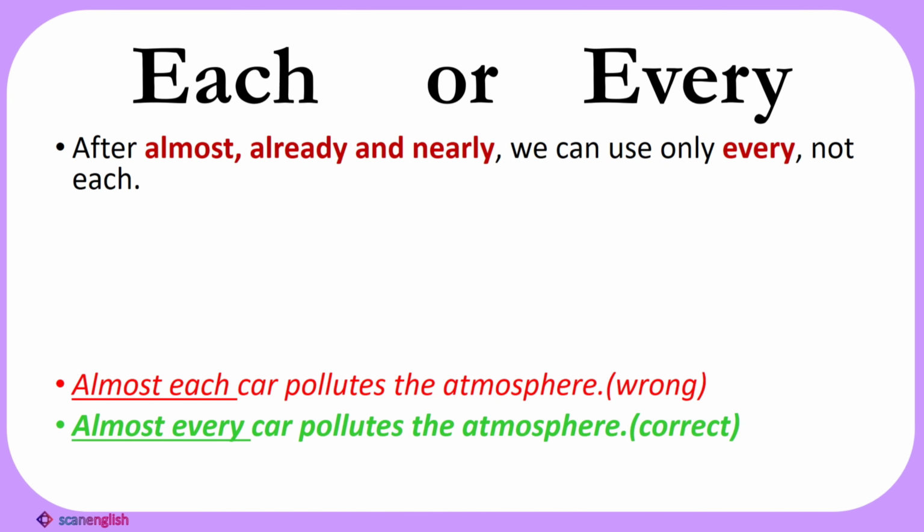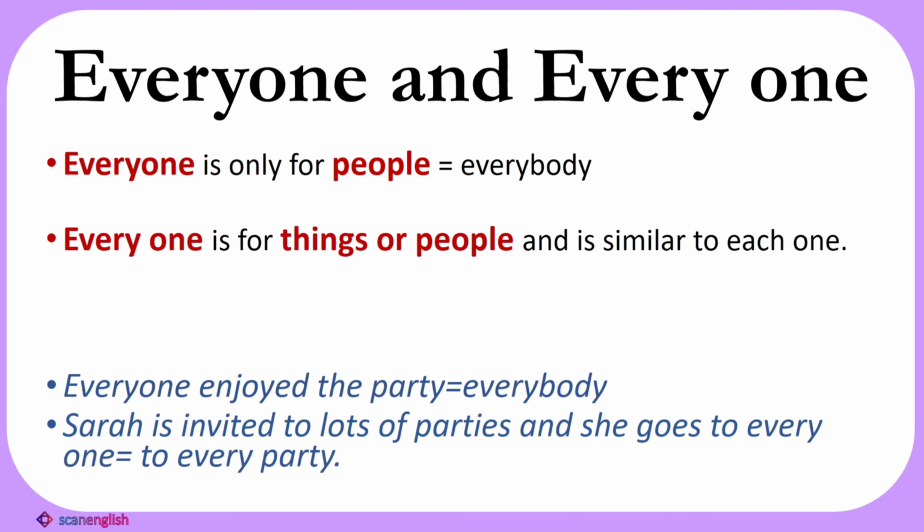This sentence is correct. Difference between everyone and every one. Everyone is only for people and is equal to everybody. Every one is for things or people and is similar to each one. Everyone or everybody enjoyed the party. Sarah is invited to lots of parties and she goes to every one, which means to every party.